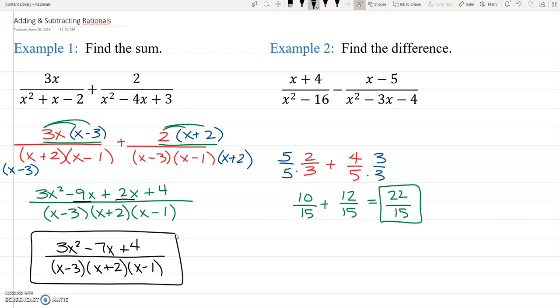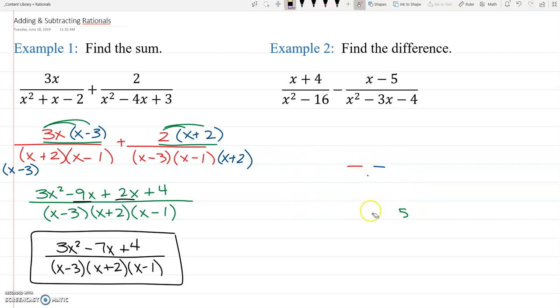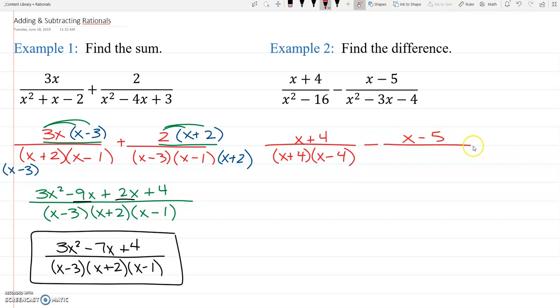All right, example 2 is significantly more difficult. Step 1, I'm going to factor everything. I've got x plus 4 on top here. What kind of factoring is x squared minus 16? Difference of perfect squares. Very nice. So that becomes x plus 4 and x minus 4. Okay, then I've got minus. Got x minus 5 on top over here, and I've got x minus 4 times x plus 1.